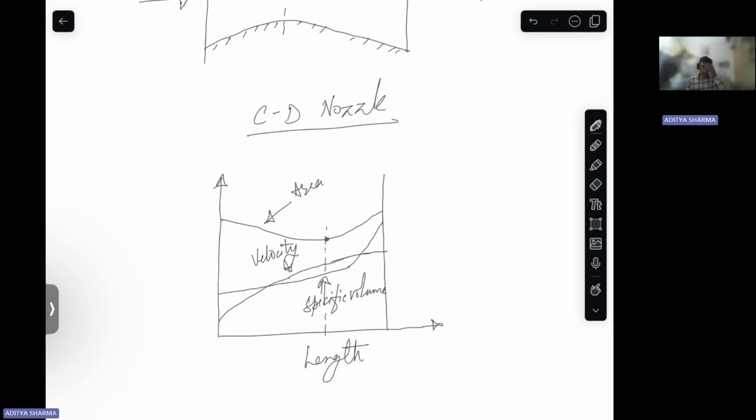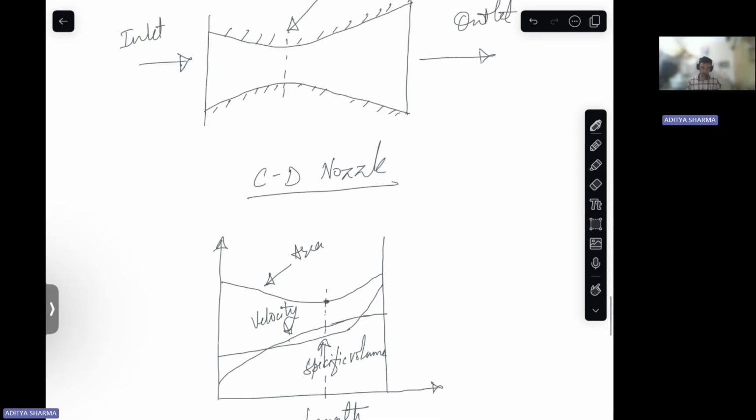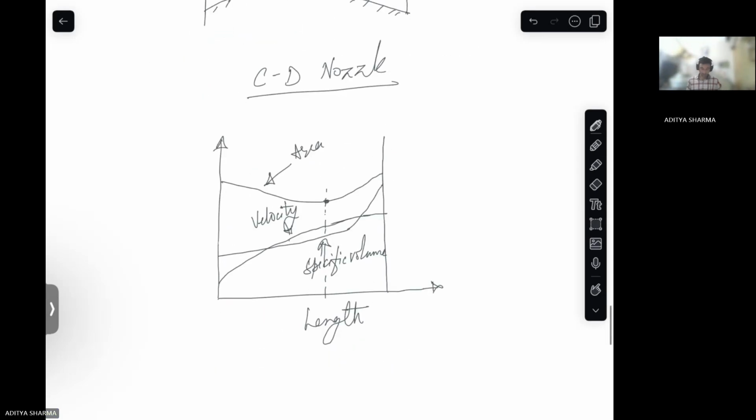So this area where the area is minimum is the throat. I have not drawn it directly corresponding to the above diagram, but that is fine for our discussion, right? What I want to discuss here is that in your convergent section, from 1 to A, you have your convergent section, right? From A to 2, you have your divergent section.